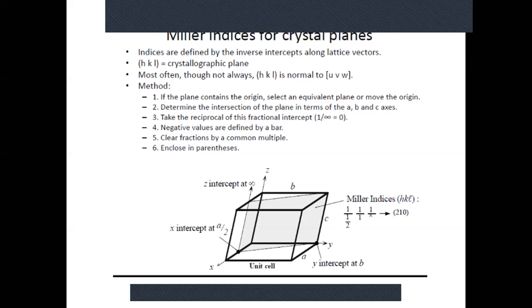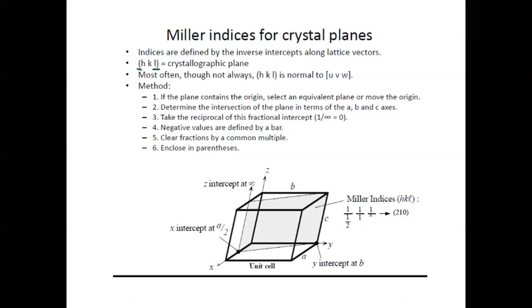And so the plane is actually an inverse of the intercepts along lattice vectors. The way we describe a crystallographic plane is we use parentheses. Remember, for vectors, it was brackets, but for planes, we use parentheses to indicate the H, K, and L values. H refers to the A-axis, K refers to the B-axis, and L refers to the C-axis. Just like with the vector, U was along the A, V was along the B, and W was along the C. Most of the time, these are perpendicular to one another, but not always.